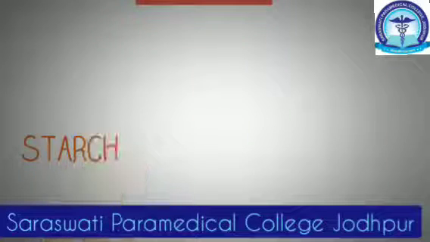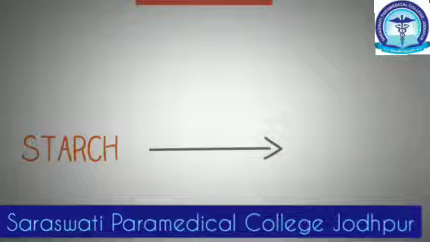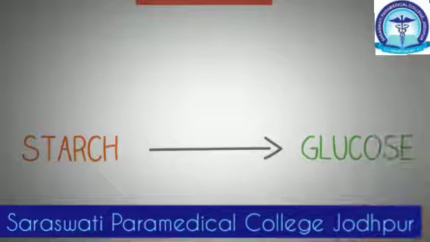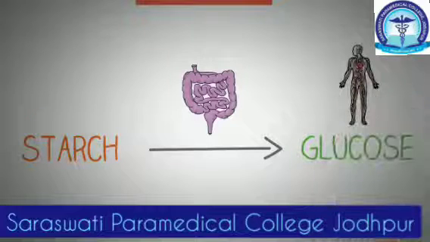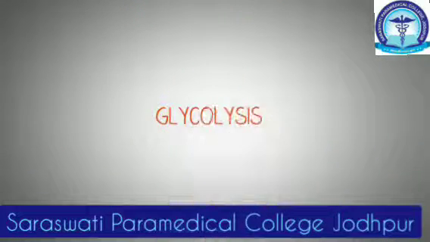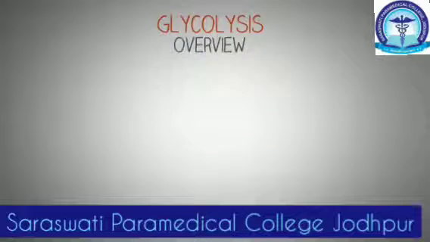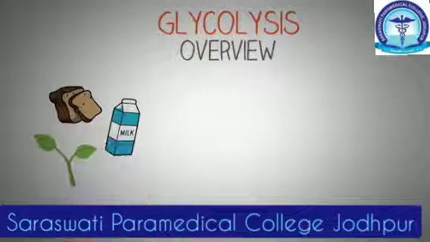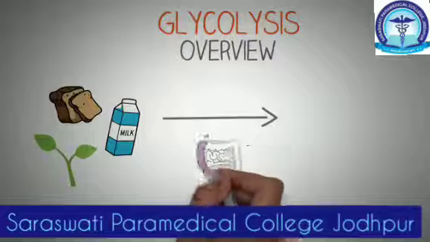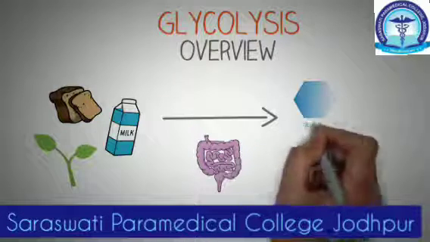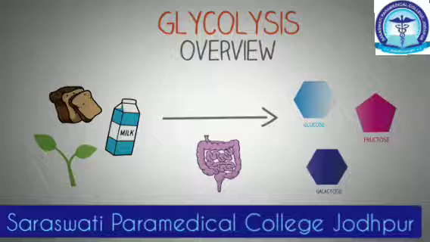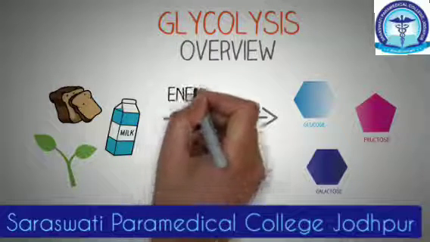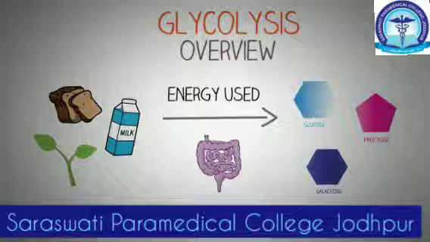Gut enzymes act on complex carbohydrates like starch and convert them into simple sugars like glucose that are absorbed in the blood. Let's first start with an overview of this process of glycolysis. At the end of digestion of carbohydrates, we get simple monosaccharides like glucose, fructose, and galactose. Please note that at this point we have not extracted any energy from these sugars, and in fact we use energy to digest and absorb them.